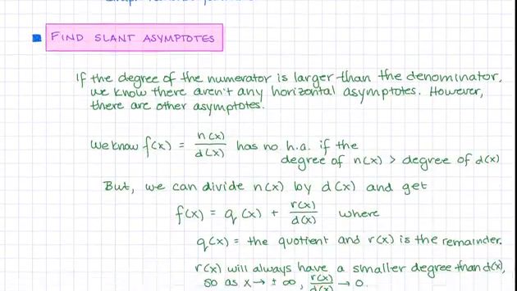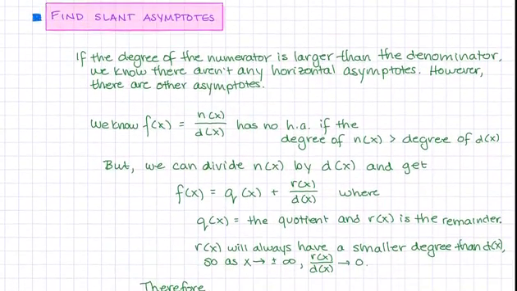So let's look at finding slant asymptotes. Now, to look at this, we're going to have to remember some stuff we did last time. We know from last time, if the degree of the numerator is larger than the denominator, that there aren't any horizontal asymptotes. But that doesn't mean there aren't other asymptotes. There actually are. So let's look at this in a little more detail, a little more mathematical.